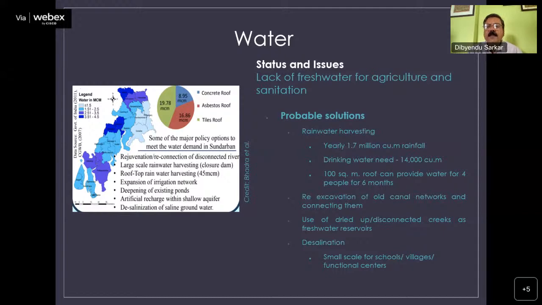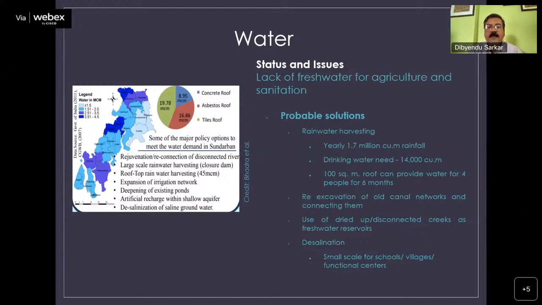See, yearly 1.7 million cubic millimeter of rainfall is there, and drinking water need is 14,000 cubic meter. So 100 square meter of roof can provide water for 4 people for 6 months. So if we think of that kind of rainwater harvesting, probably this might be one of the solutions. But I need to emphasize that in an urban area, rooftop rainwater harvesting may be a major good thing. But in rural areas where these kind of houses are also not that much prevalent, maybe we need to think of the in situ conservation of water on the field itself.